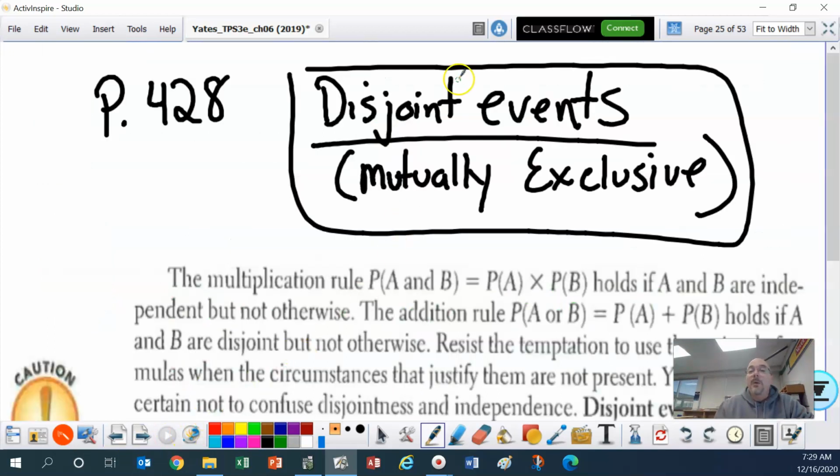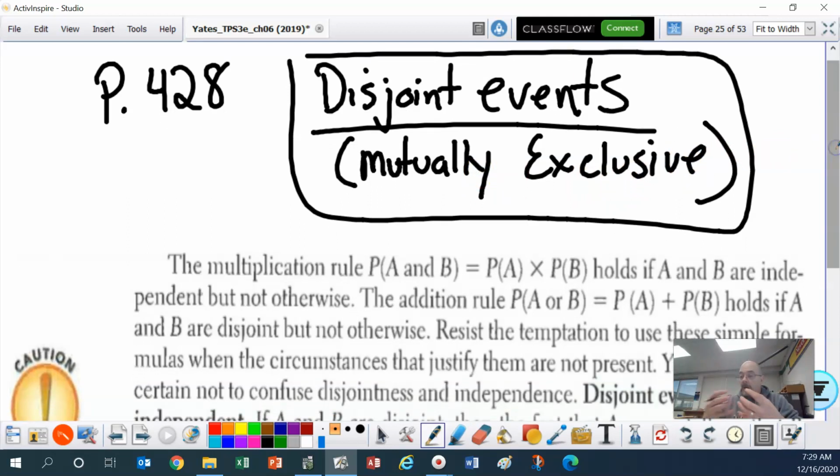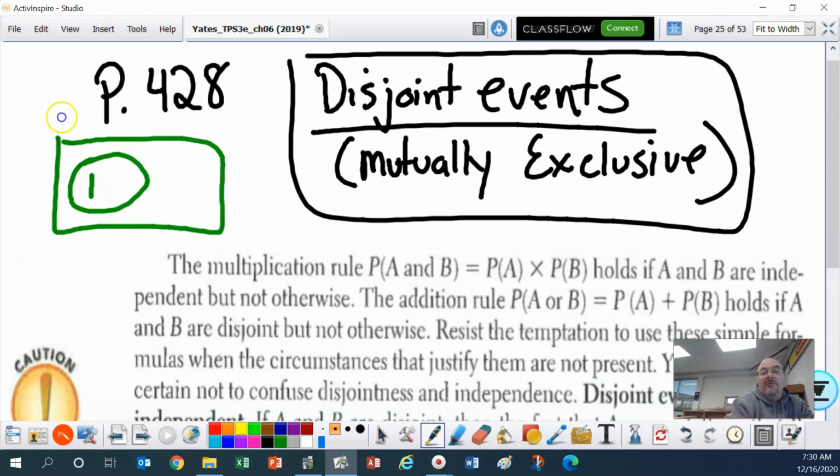Remember we talked about this earlier in chapter 6.1, or the first part of 6.2. Disjoint events, also known as mutually exclusive, are where the 2 events are separate. If we're looking at a Venn diagram with event A and event B, they are totally separate, they are disjoint. We're going to see some more of that in the future, so keep your eyes open for that.